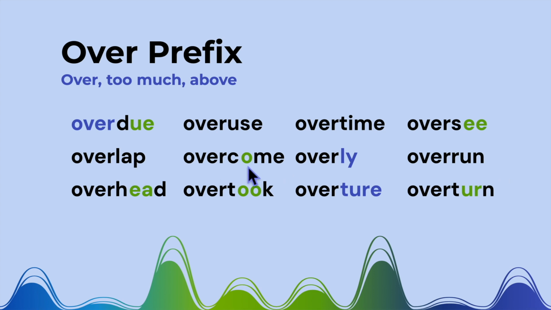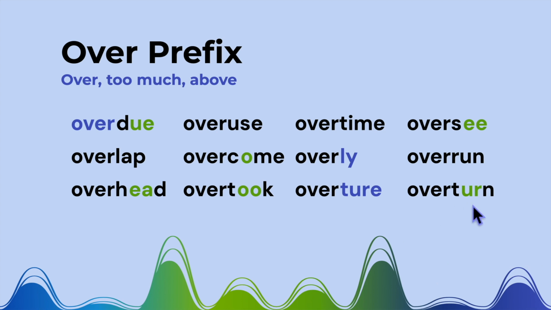Overlap. This O is going to schwa and sound like a short U. Overcome. Overly. Overrun. EA usually says E, but in this word we'll have a short E sound. Overhead. These O's are going to say oo in this word. Overtook. Overture. TURE at the end of a word usually sounds like CHER because TURE is hard to say.